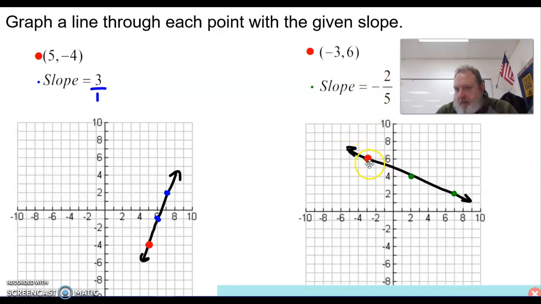Now from that point, our slope is down 2, 5 to the right, down 2, 5 to the right. And again, typically we graph 2 points in addition to the given point. You can see this line runs downhill because of the negative slope. All right, halfway home for today.